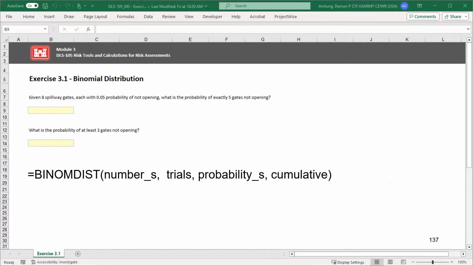The exercise asks, given 8 spillway gates, each with a probability of 0.05 of not opening, what is the probability of 5 gates not opening? And what is the probability of at least 3 gates not opening? If you decide to complete the exercise using Microsoft Excel, I've included the formula on the slide.